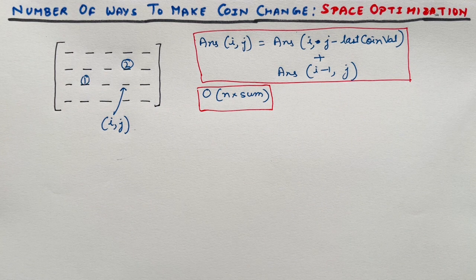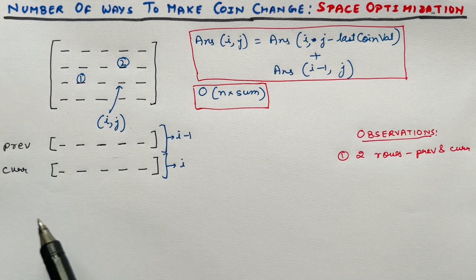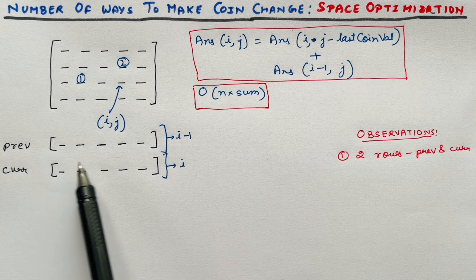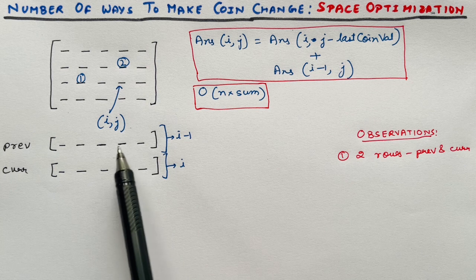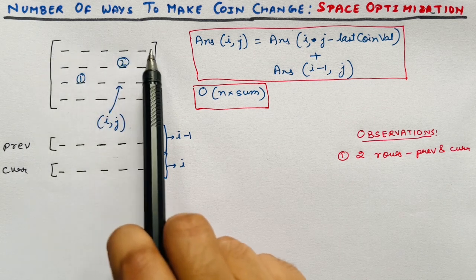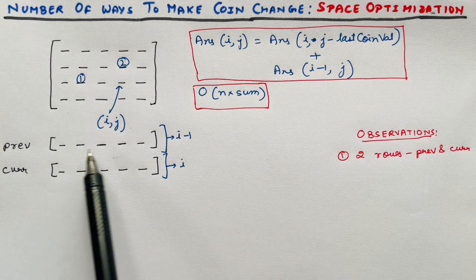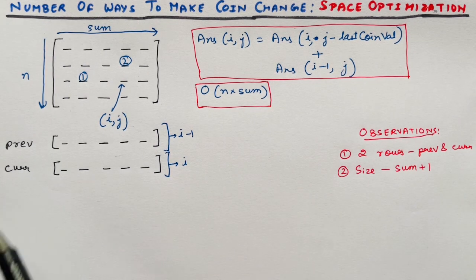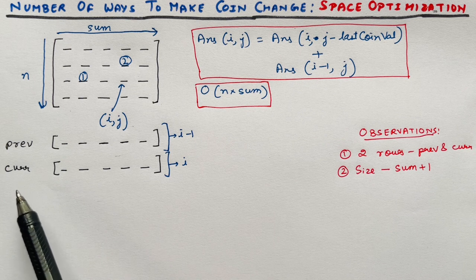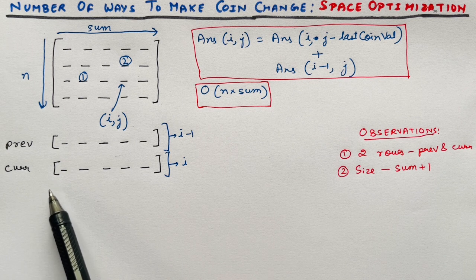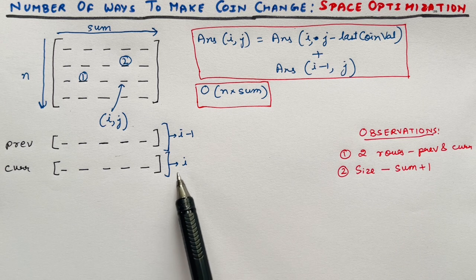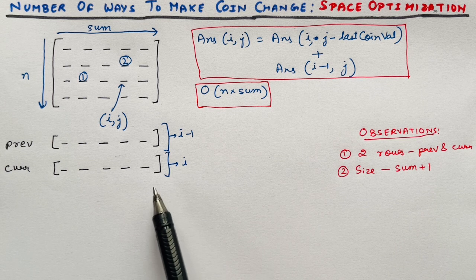So let's see how we can do that. Let's say these are the two rows that we declare, previous and current. Now what will be the sizes of these arrays? The sizes will be the same as the number of columns in this matrix, which will be equal to sum plus 1. Now, what do these two rows represent? The current row represents the answers for sum equal to 0 till sum equal to sum if we are using only the first I coins.